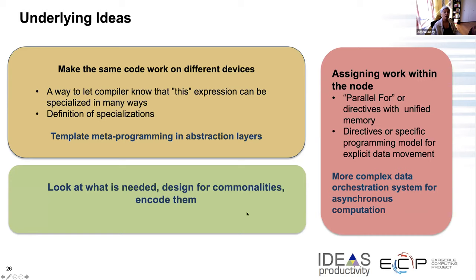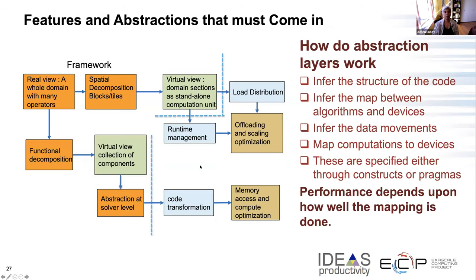So how do we go about designing? We go about designing by looking at what is needed. We design for commonalities and we encode them. And how do we do that? If we view what the abstraction layers would do in our running example of multi-physics PDEs, we think about how the abstraction layers usually work. What they're doing is trying to infer the structure of the code. They are trying to infer what would be a good map between algorithms and devices. They are trying to infer the data movements that happen between various components of the code and between devices. They are mapping computations to devices.